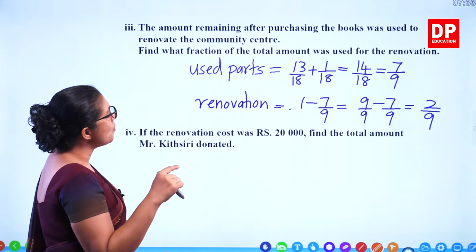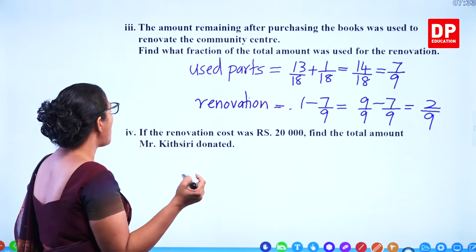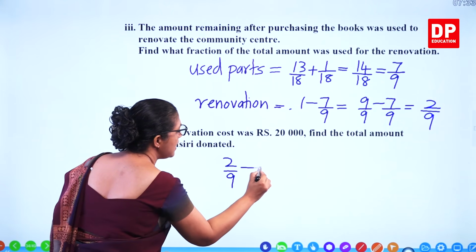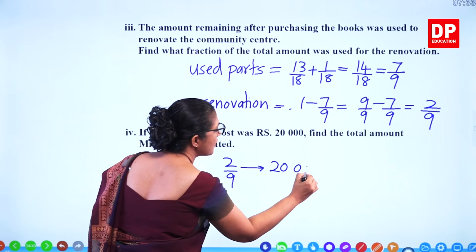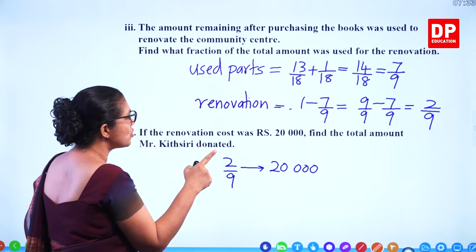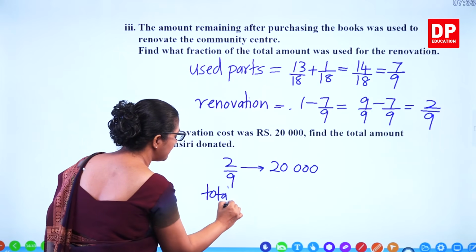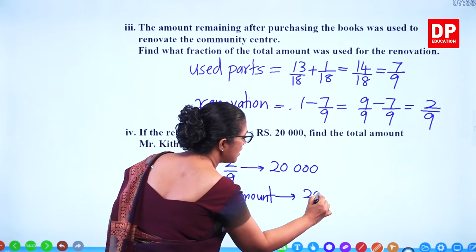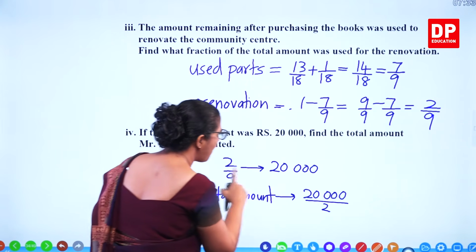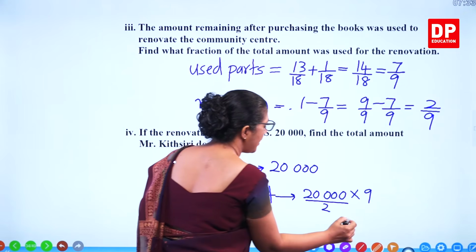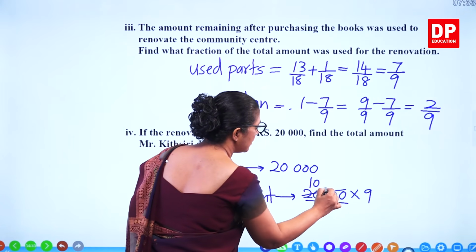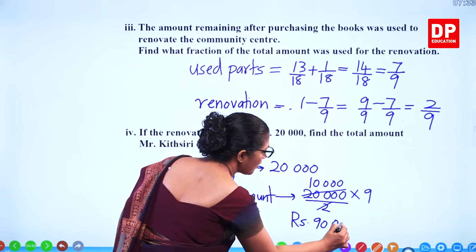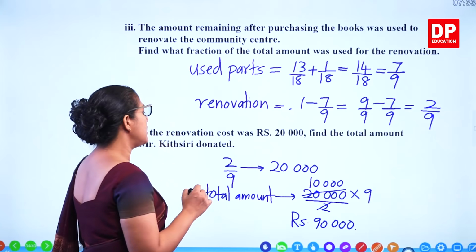If the renovation cost was 20,000 rupees, find the total amount Mr. Kitsiri donated. So 2 over 9 parts means 20,000 rupees. How do we find the total amount? You divide 20,000 by 2 to get 1 part and multiply by 9. So you get 90,000 rupees for the amount.